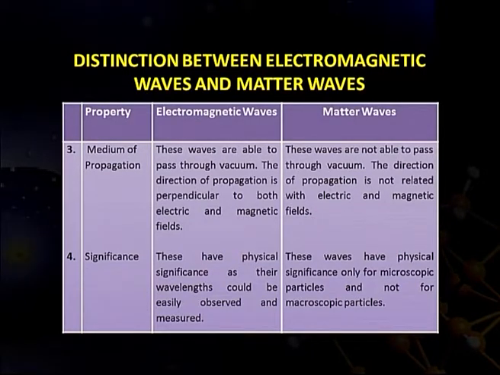Significance. Electromagnetic waves, these have physical significance as their wavelength could be easily observed and measured. Matter waves, these waves have physical significance only for microscopic particles and not for macroscopic particles.